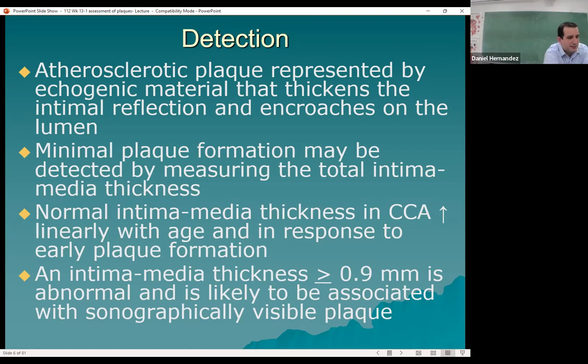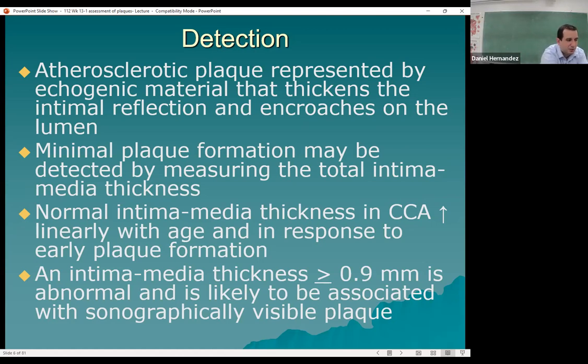When we have an intimal thickness that's greater than 0.9 millimeters, this is considered abnormal and is likely associated with sonographically visible plaques. When we discuss the pathogenesis, we'll see that basically white blood cells are entering through the intimal layer, crossing that thin endothelial layer into the medial layer, or in between those two layers, and depositing fatty deposits in there. And that's what's leading to the formation of this plaque.